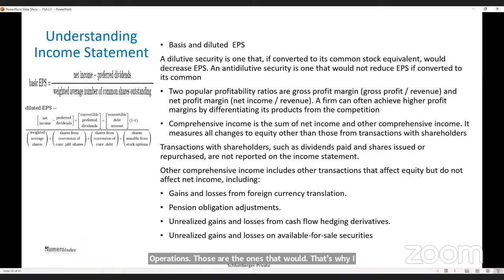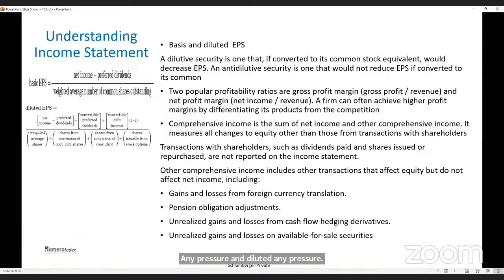Now, I know that in your exam, they're going to test you on some ratios. There are two popular ratios that you should know. Profit margin, which is your gross profit divided by revenue. Net profit margin, it will be tested. Another one that you should understand is earnings per share. Earnings per share and diluted earnings per share will be tested.